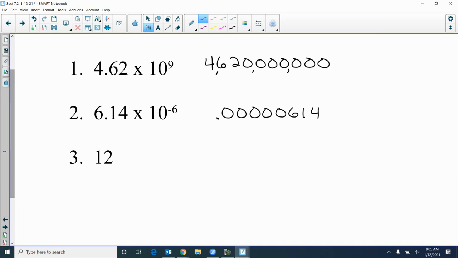All right, and this third one. 12. Write that in standard form. It is in standard form. Nothing you can do. So don't let me fool you. Done. Done. Oops. With an E. Got it?